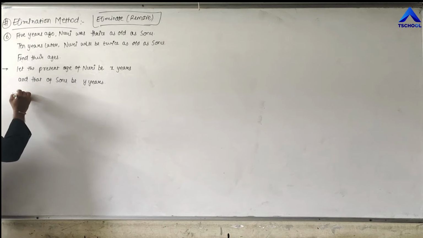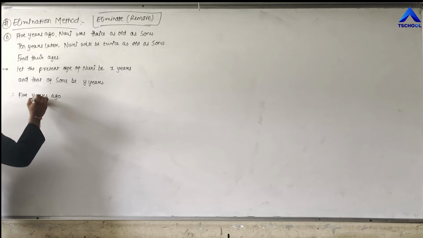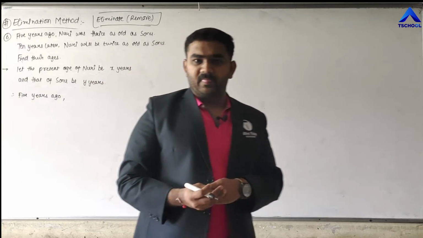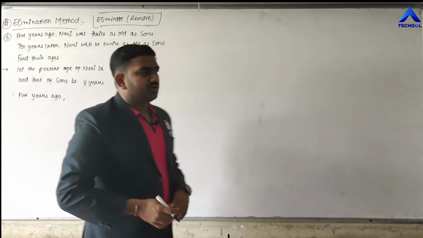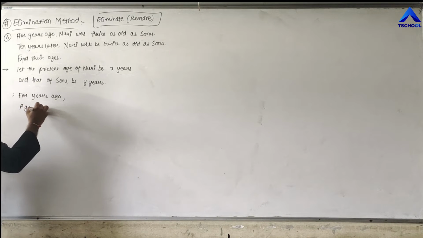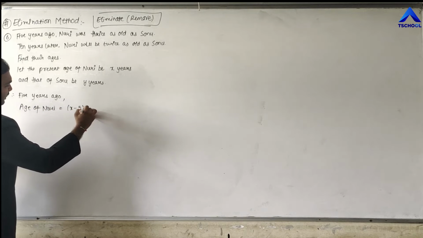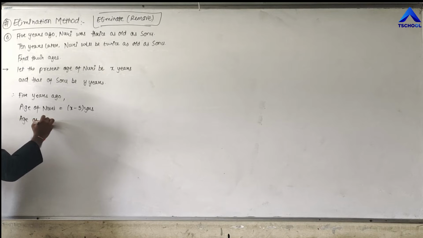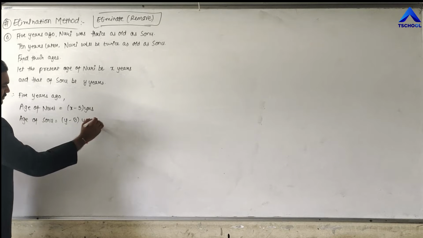Therefore 5 years ago, that means 5 years before from today's age. From today's age we must go 5 years backwards. So before 5 years or 5 years ago, the age of Nuri was x minus 5 years and age of Sonu was y minus 5 years.